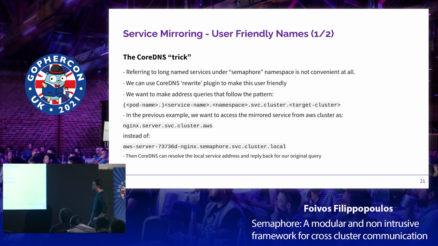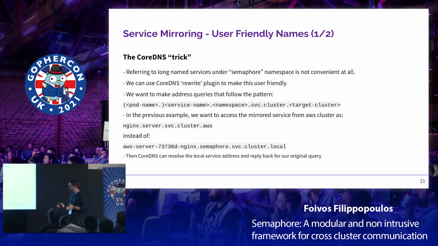So to tackle that, we're going to use something that Core DNS offers us. We're basically going to utilize the rewrite plugin, and we want to take a name that a client is asking and rewrite it to something that we know we can resolve. So, for example, we don't want to have a query for this big, ugly service. We want to have a query for the simple nginx server service cluster AWS, because this is something that we can know and predict how it's going to be.